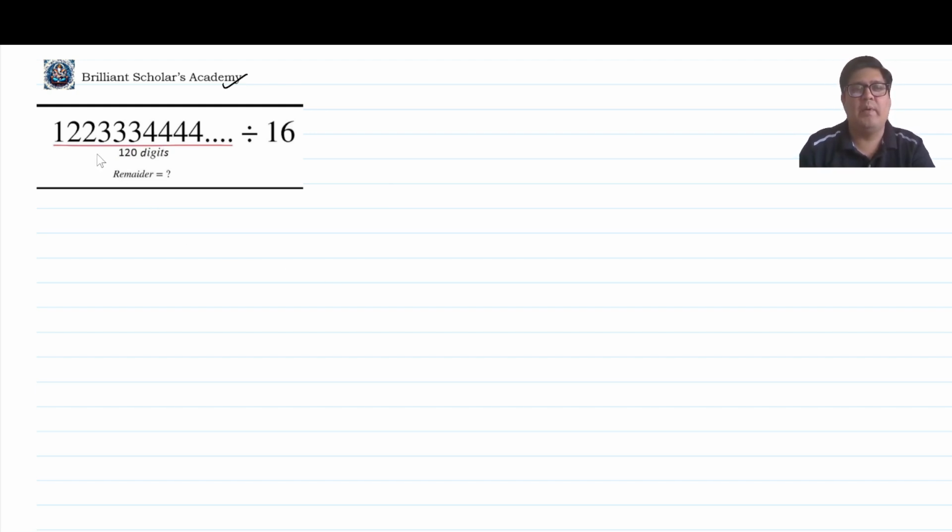1, 2, 2, 3, 3, 3, 4, 4, 4, 4 and so on, when divided by 16, what is the remainder? We are supposed to have 120 digits in this particular number.